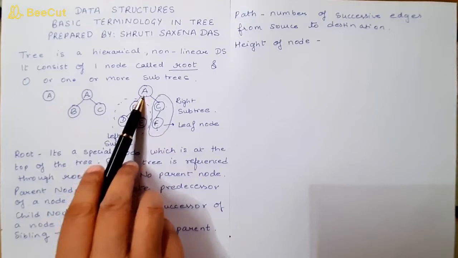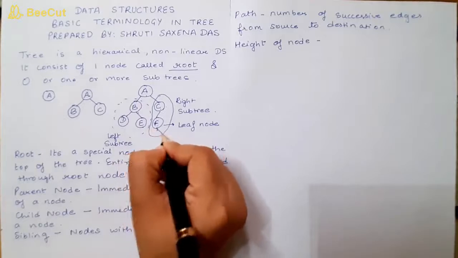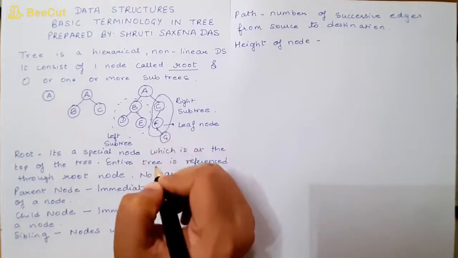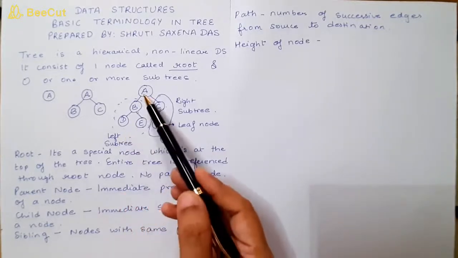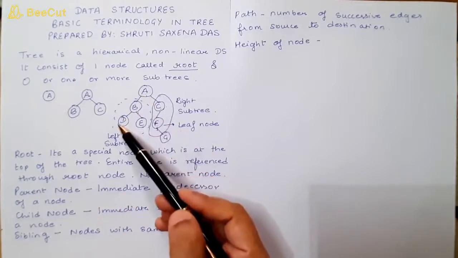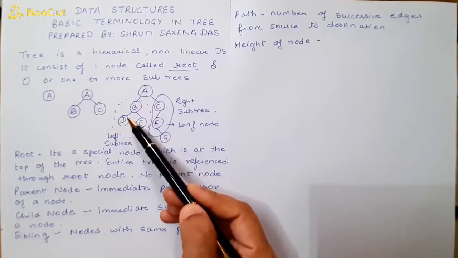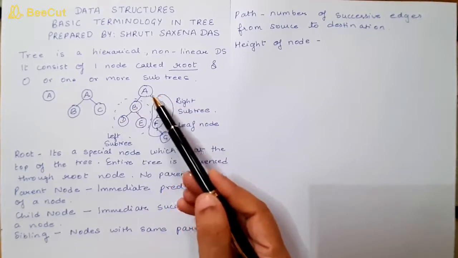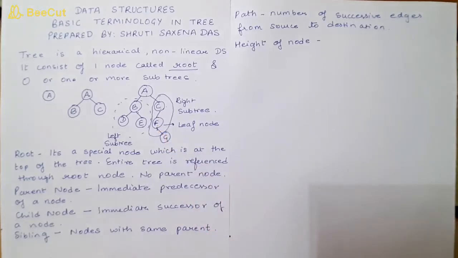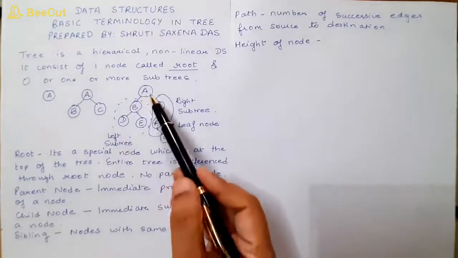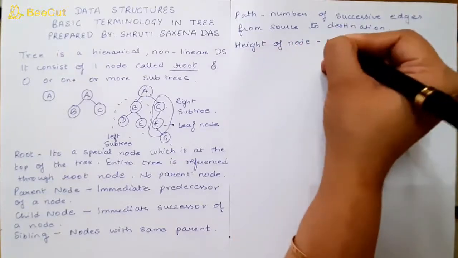Like suppose you want to see the height of A, you have to see the longest path. Now suppose here you have one more node G, so you have to check for the longest route. If you go towards the left subtree of A until the leaf node, it will be 1, 2. But if you check towards the right subtree, then it will be 1, 2, 3. So you have to take the longest path from that node to the leaf node.